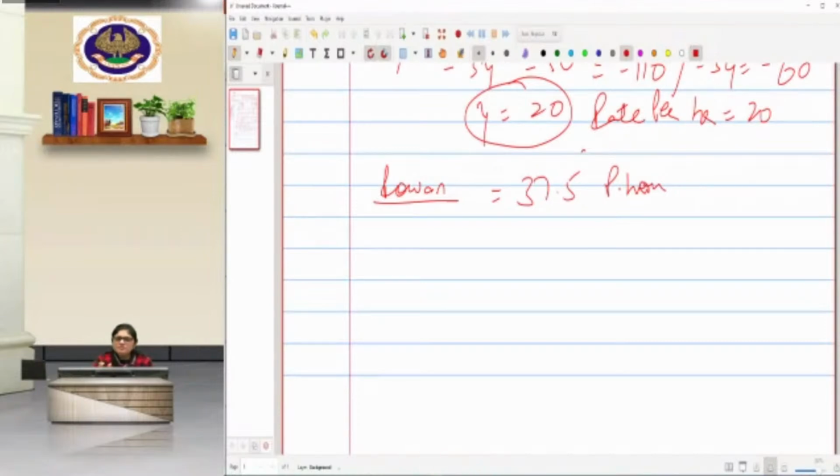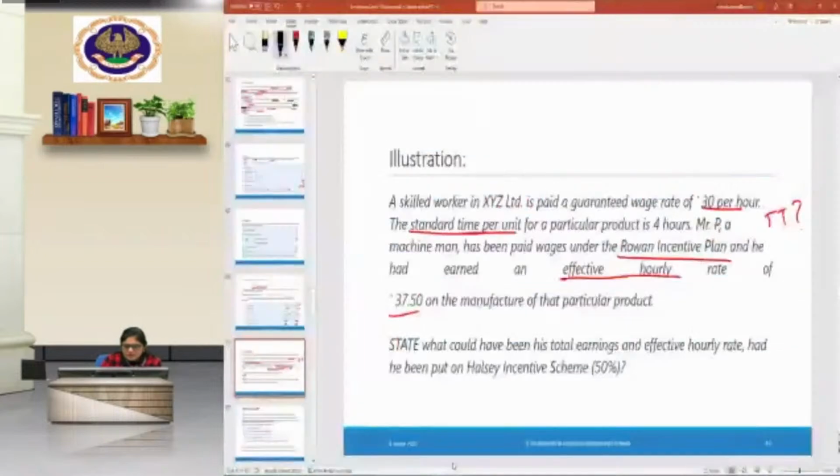All right, it's per hour. So the total earnings would be 37.5 per hour into time taken, and time taken is not there. So let us assume the time taken to be T. All right. We are using the nomenclature ST. So 37.5 times T. T means time taken. So time taken into rate per hour would have been the total earnings. We don't know the time taken. Now, as per the Rowan plan, what will be the total earnings? The hours taken, let me see the question again. 30 per hour is the basic wage rate.